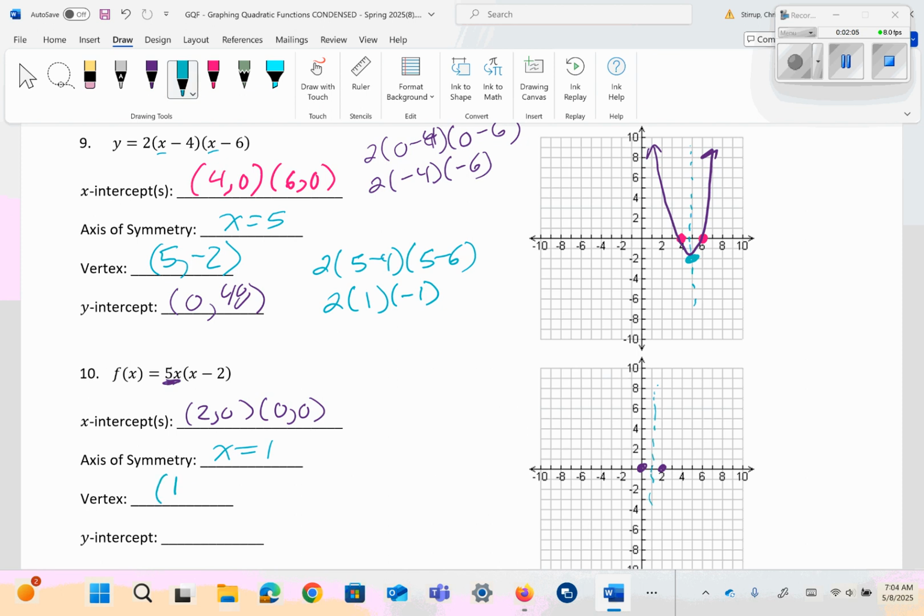So the 1 from the axis of symmetry goes in the x value. Then take 1, plug it into the above equation for each of your x values. So you're going to get 5 times negative 1, which is equal to negative 5. So (1, negative 5) is down here. Notice right there, if I have an x value that's 0 on any of the points, that becomes the y-intercept automatically. So there's our parabola.